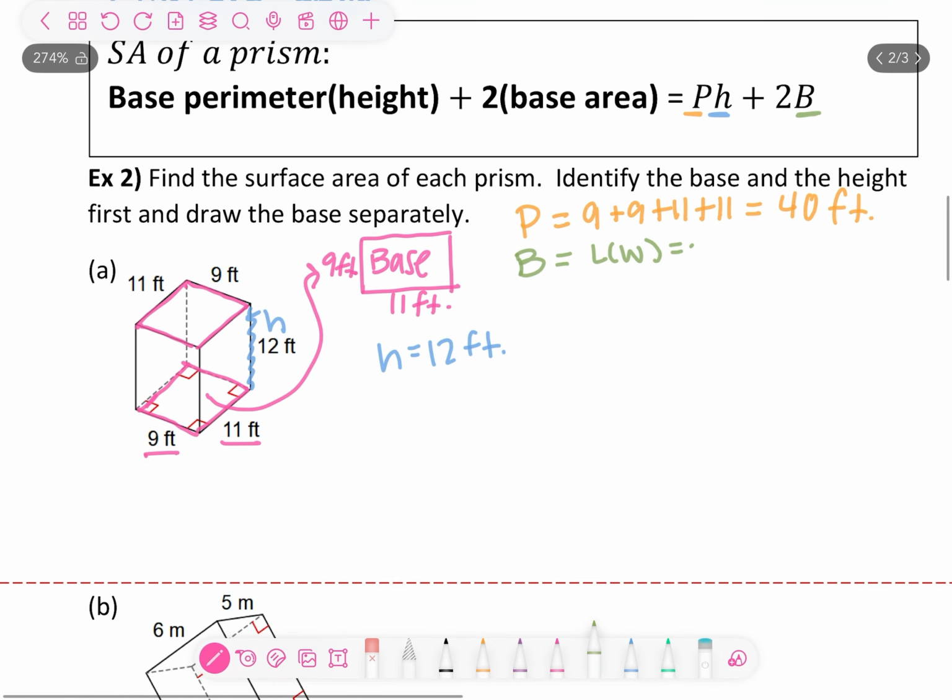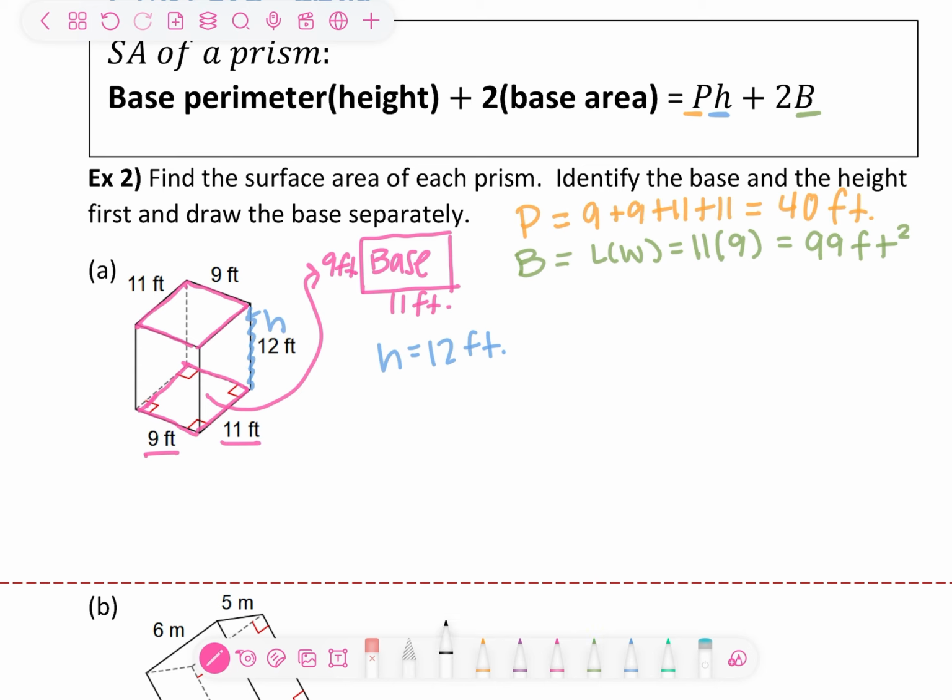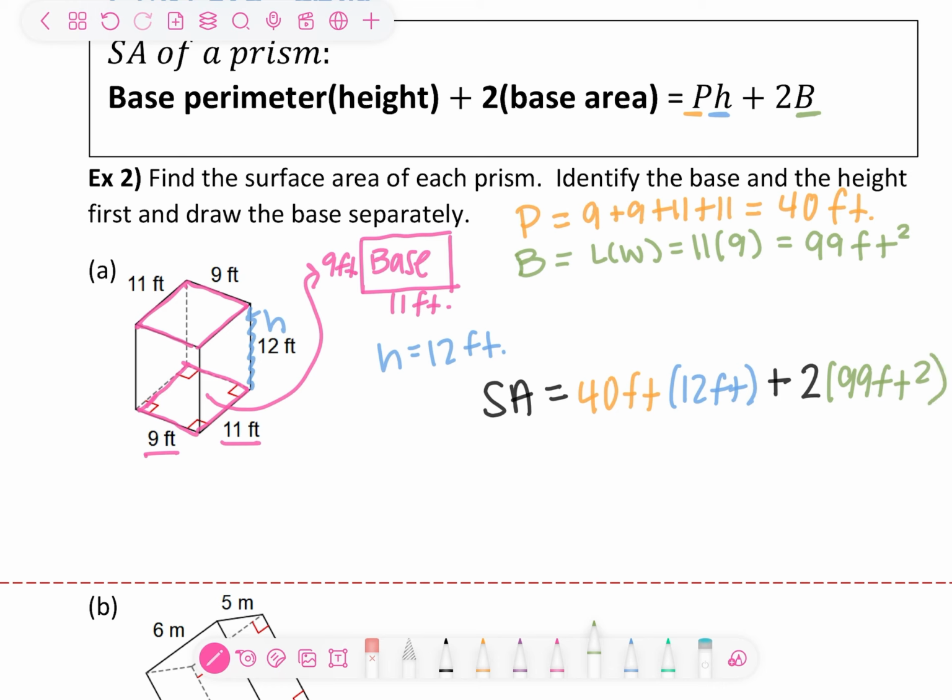Which is going to be 11 times 9, which is 99, and then feet squared, because it's area, right? We're multiplying feet times feet. So now between those 3 values, I can plug that into my surface area equation. So the surface area is going to equal the perimeter, 40 feet, times the height of 12 feet, plus 2 times the area of the base. Okay, B is the base area, 99 feet squared.